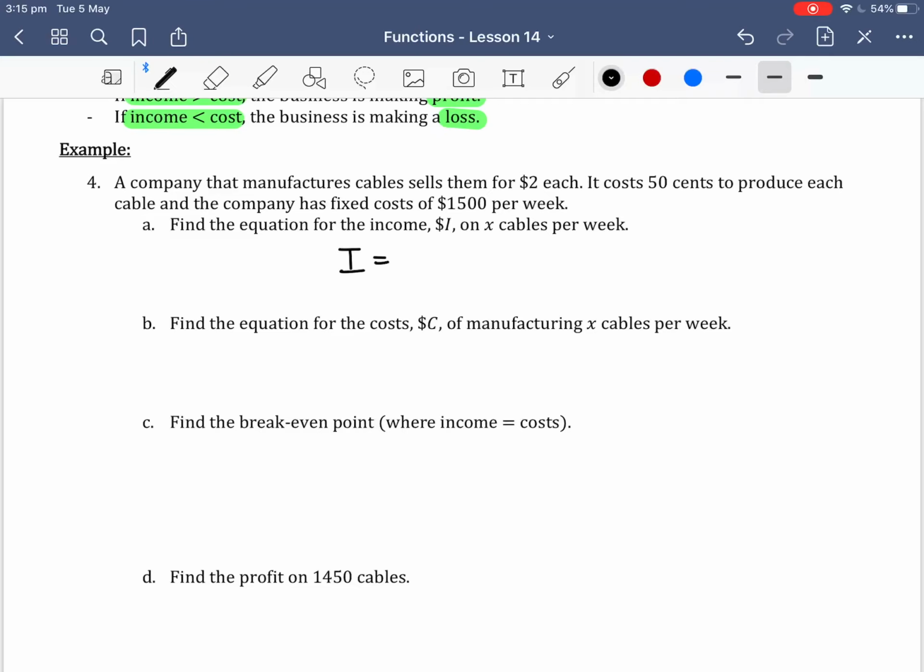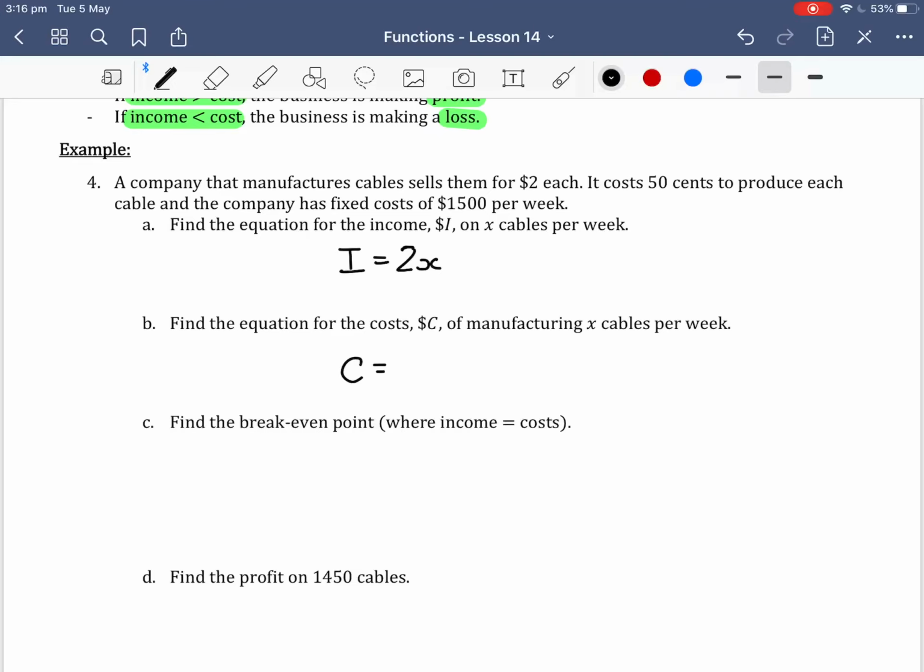And so the company makes $2 per cable each week. So we're going to go income equals 2 times our x. And that's our equation for income, I equals 2x. For part B, we want to find the equation of the costs, in terms of C, for manufacturing x cables per week. So we're going to go C equals something.